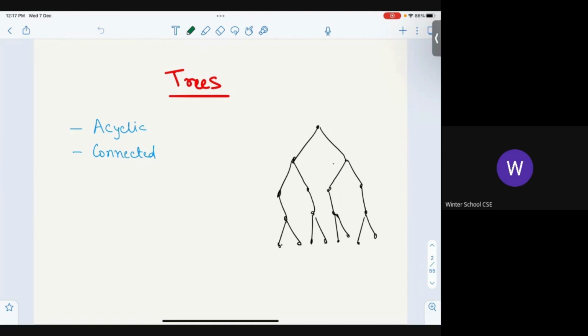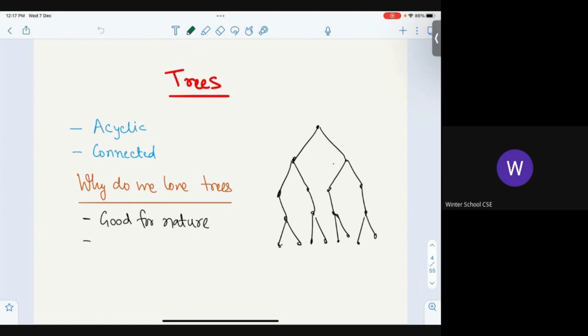Okay, and why do we love trees? They're good for nature. Yeah, but you're right.